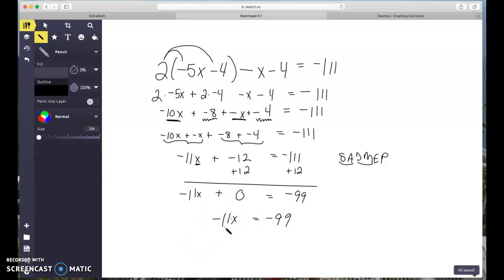Now, I'm still trying to get x by itself, so I'm going to do the opposite of multiplying by negative 11, which is dividing by negative 11. And if I do it to one side of my equal sign, I do it to both. So negative 11 divided by negative 11 is 1x, and negative 99 divided by negative 11, well, 2 negatives make a positive, and 99 divided by 11 is 9.